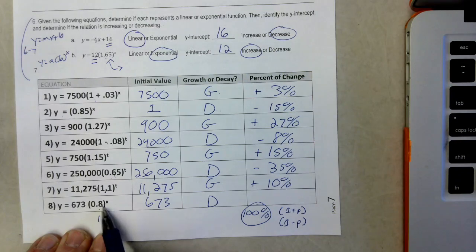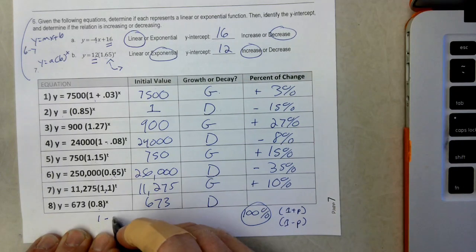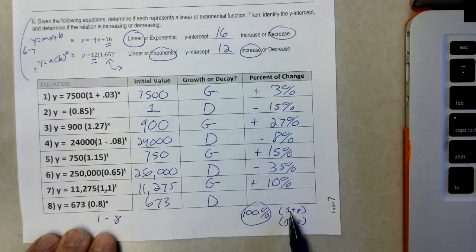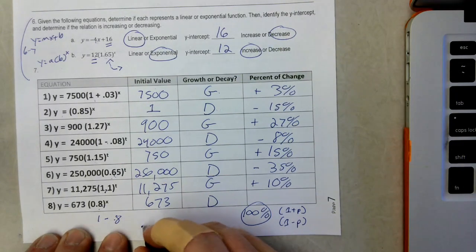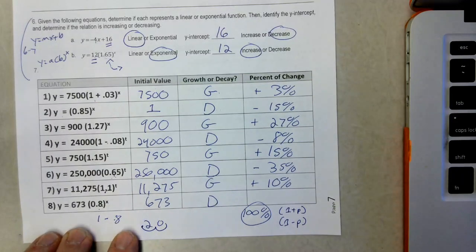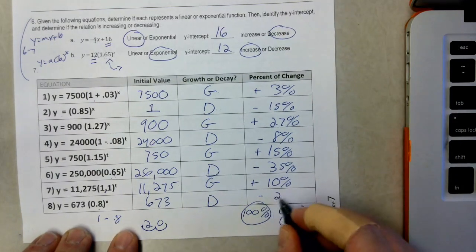So it's basically 1 minus 0.8, which goes back to our 1 plus or 1 minus. Well, 1 minus 0.8 is 0.2, which as a percentage is 20%. So we're going down 20%.